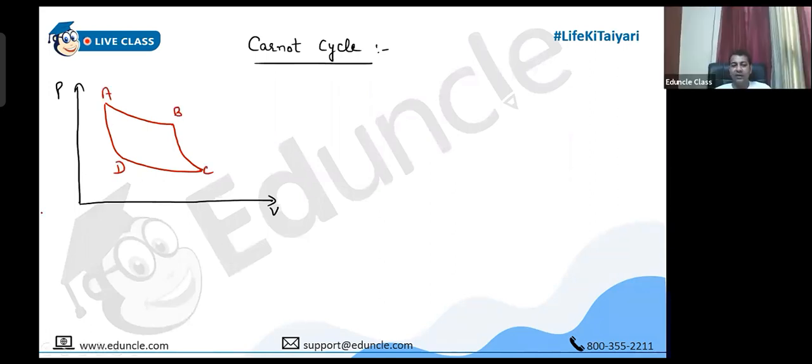So in this particular graph, we are only having isothermal and adiabatic processes, and this is how this cycle is being completed from A to B, B to C, C to D, and D to A. Okay, and this is the first process, this is second, this is third, this is fourth. And to start with, the temperature is T1.